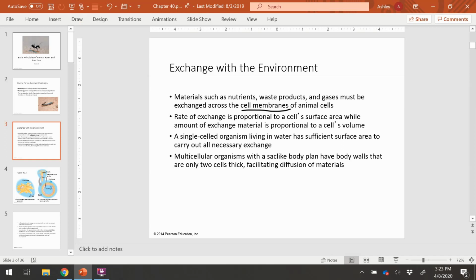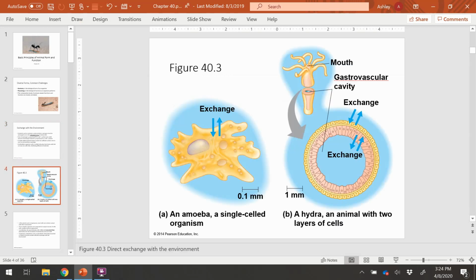Here we have a single cell. Starting with the smallest, the single cell organism is going to have enough surface area on itself to carry out all necessary exchanges. Whereas multicellular organisms get a little bit more complex in that they need to have a body plan that will allow for the exchange to occur. An example is organisms 2 cells thick, which diffuse materials from cell to cell, and on the cells they will allow exchange as well. That's what you see here.